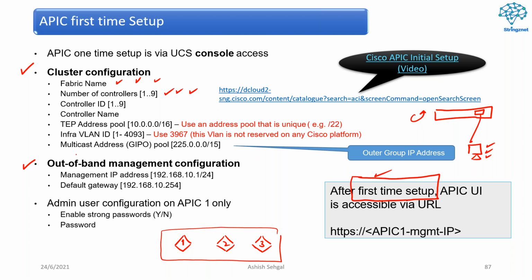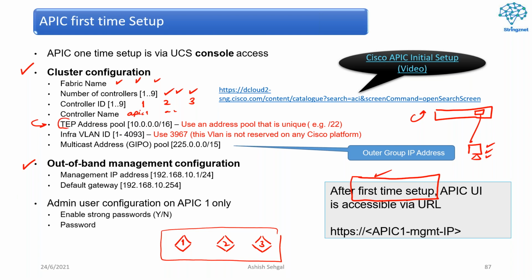Controller ID. Now this information could be 1, 2 and 3. You can say this controller is having an ID of 1, 2 and 3. Now controller name. You can say this controller name is APIC 1, then APIC 2 and APIC 3. Different. Now then, very important information that is called TEP address pool.